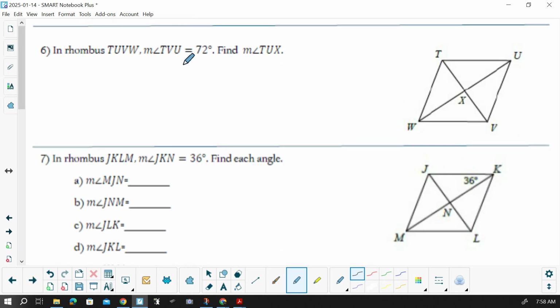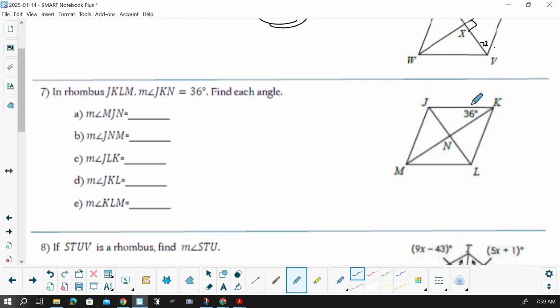Number 6. TVU is 72. Find TUX. Well, TUX is the same as this one next to it. I'm going to find that one. Got a right angle here. Think about what we just did, right? 180 minus that 90, then minus that 72. 90 minus 72 is 18. Yeah, 18. TUX, 18 degrees.